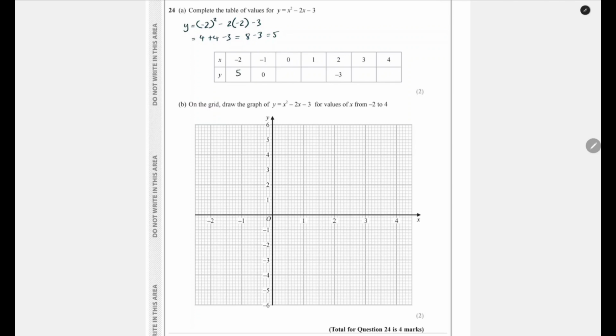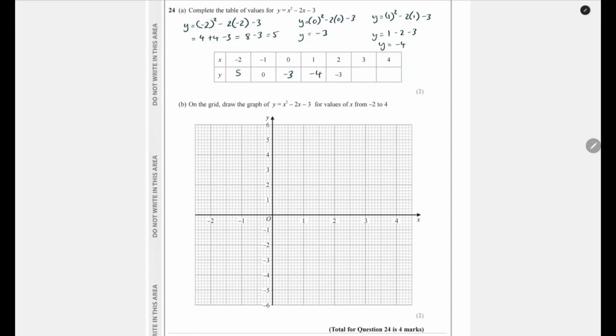We then have x is 0. So again, we do the same thing. Y is equal to 0 squared minus 2 times 0 minus 3. Well, 0 squared is 0. 2 times 0 is 0 and minus 3. So y is equal to minus 3 here. The next value we need to work out is when x is equal to 1. So y is equal to 1 squared minus 2 times 1 minus 3. 1 squared is 1. Minus 2 times 1 is minus 2 minus 3. And therefore y is equal to minus 4 when x is equal to 1.